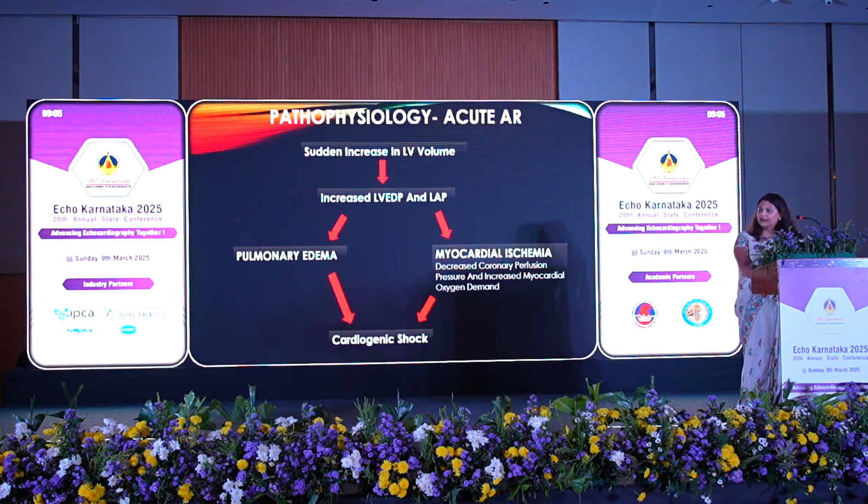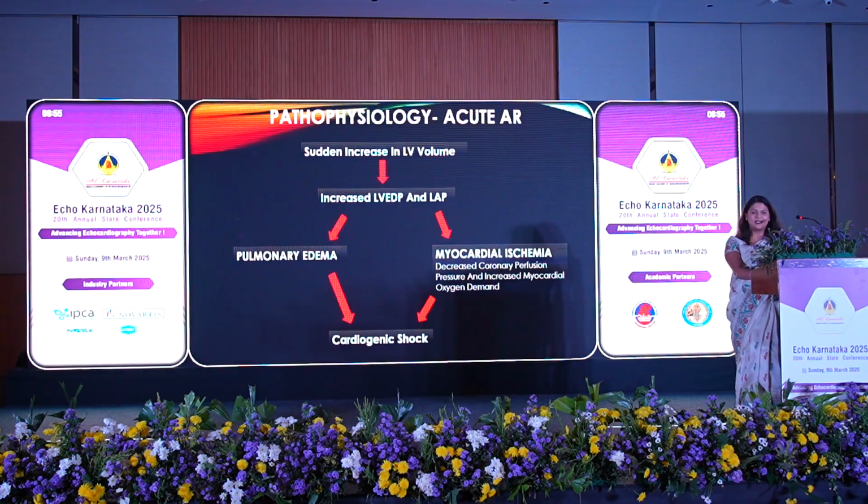Pathophysiology varies between acute AR and chronic AR. Acute AR presents more acutely, with a sudden increase in LV volume, causing a massively increased LV end diastolic pressure and left atrial pressure, leading to much more aggressive symptoms like pulmonary edema. The patient can present with myocardial ischemia because coronary filling in the diastolic phase is compromised. The patient can also present in shock.